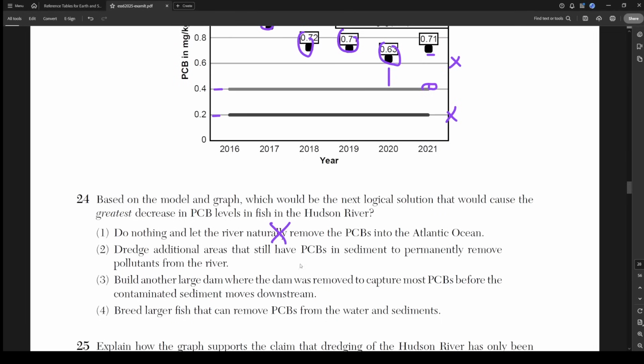Dredge additional areas that still have PCBs and sediment to permanently remove the pollutants from the river? Maybe. Build another large dam where the dam is removed to capture most PCBs before the sediment moves downstream? Too late. Breed larger fish that can remove the water? No, it's just going to eat the fish and they'll be polluted. So the only one that makes sense is 2. This is a terrible cluster, in my opinion. That's a 3 out of 10.